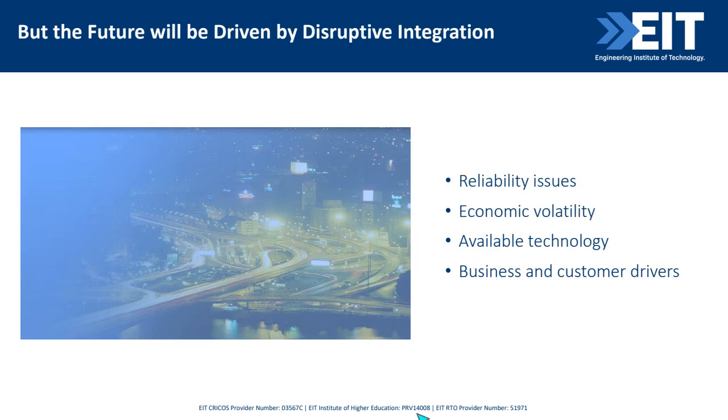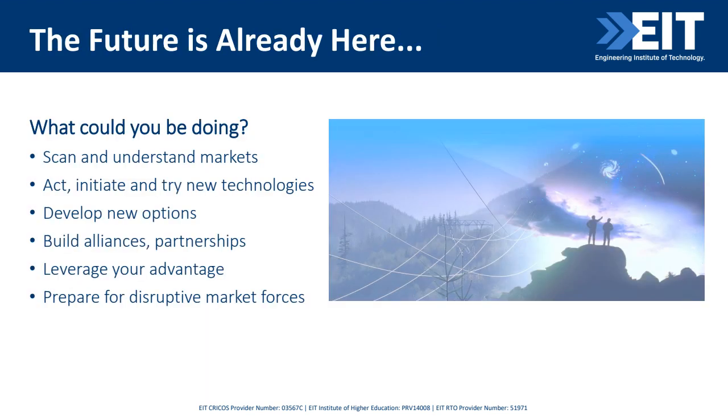Now, if you look carefully, reliability is a very big problem. Especially if there's a major manufacturer that needs to do an economic dispatch problem, with new technology, a firm unwilling to suffer an outage is not going to pay the premium. There is volatility in the economic studies. There is available technology, but it must depend on the business and customers' drivers.